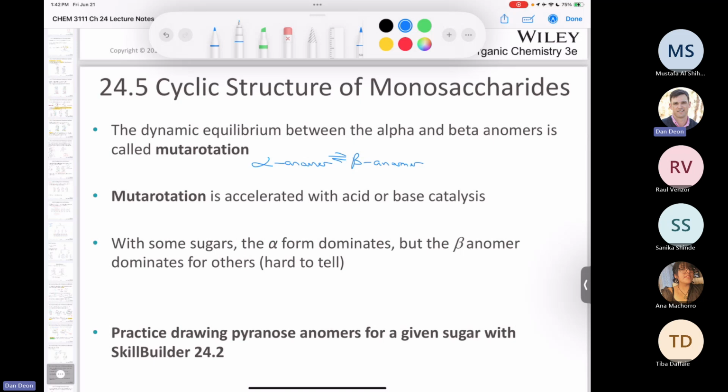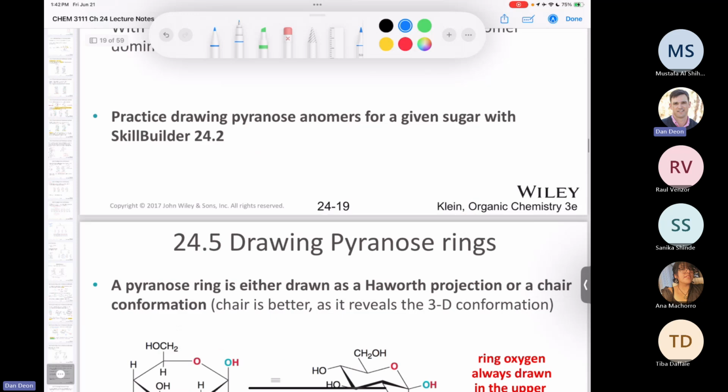And it says here that with some sugars, the alpha form predominates, but with others, the beta predominates. And there's no easy way to tell that. There's no quick and dirty answer I can give you. Like this time, beta predominates. This time, alpha predominates. It's going to be a case-by-case situation.